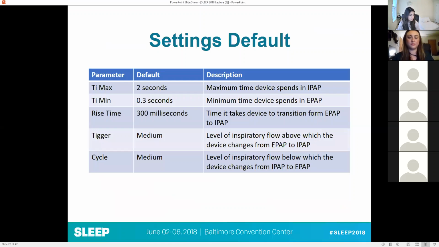And these are some default settings. These are what most of these machines come with, but again, you can modify these based on what the patient needs. Next.